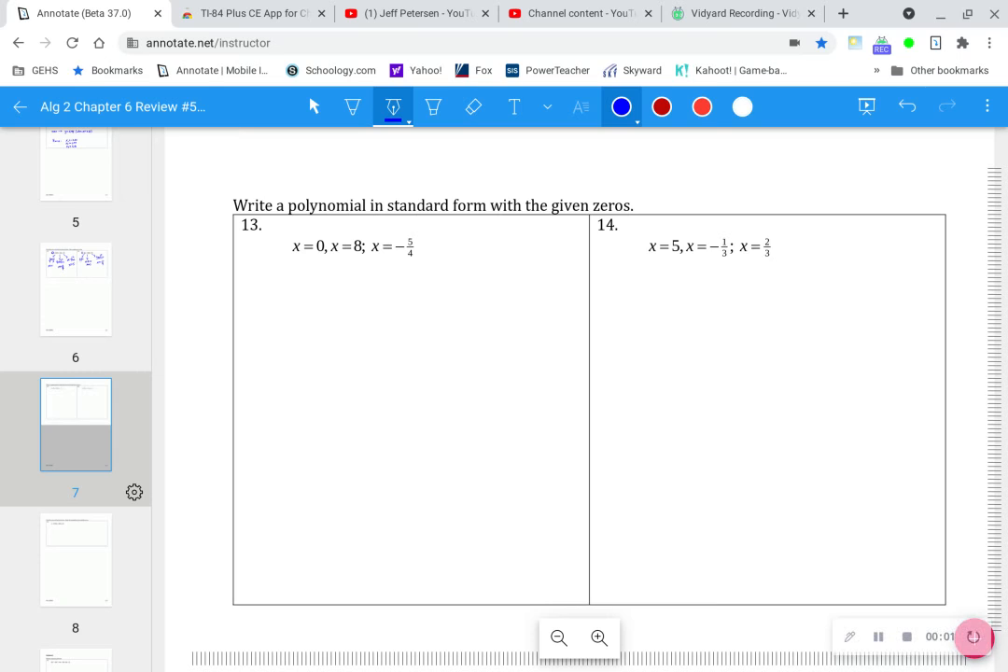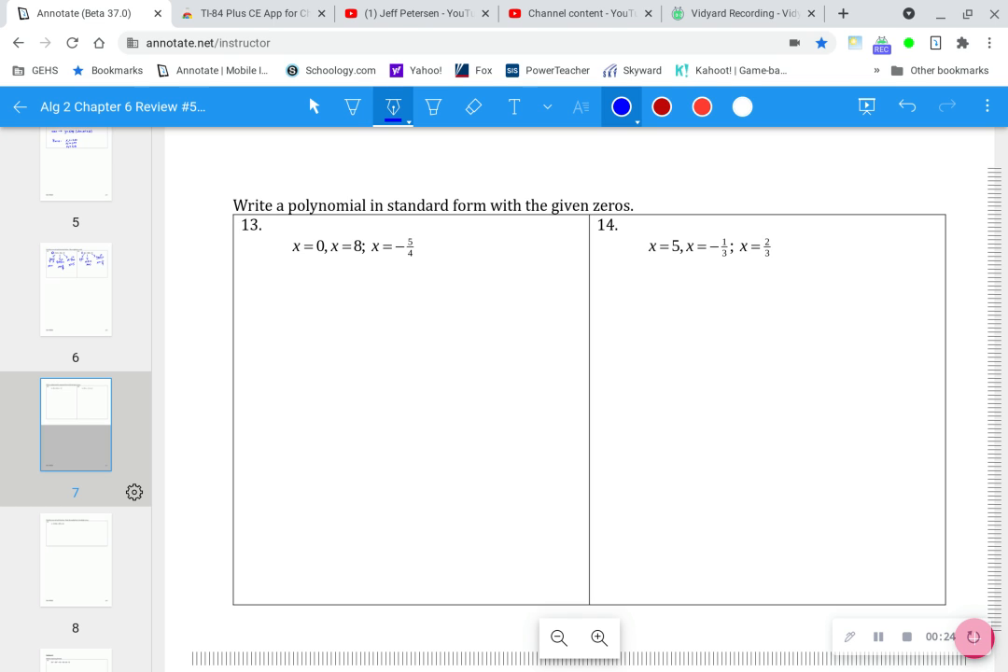Okay, we're continuing with the review for Chapter 6 in Algebra 2, Sections 6.1, 6.2, 6.3, and 6.5. And this is my models for 13 and 14. I think I probably get the next one in too. Okay, so what we're going to do here is try and come up with the polynomial that has these answers.